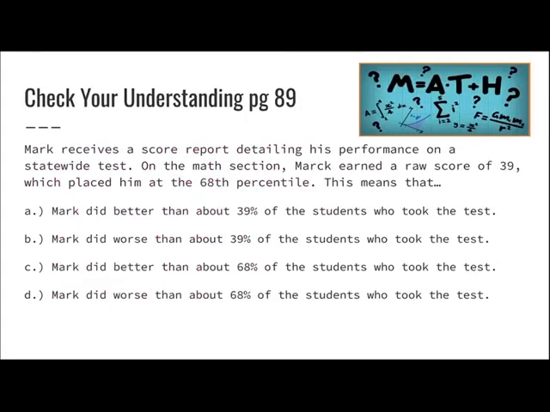All right, here's a quick check your understanding. Mark received a score report detailing his performance on a statewide test. On the math section, Mark earned a raw score of 39, which placed him at the 68th percentile. This means that: A, Mark did better than 39%; B, Mark did worse than 39%; C, Mark did better than 68%; or D, Mark did worse than 68%. If you did C, you are correct. He did better than about 68% of the students who took the test.